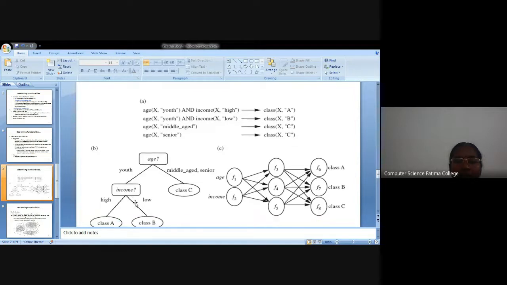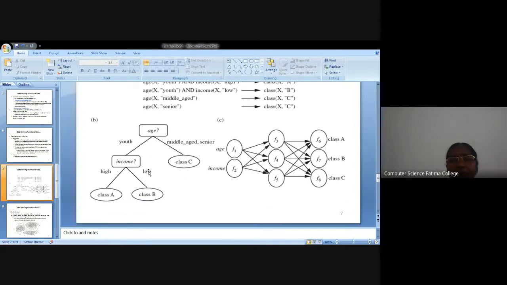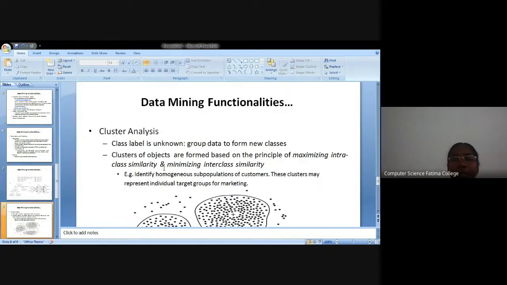If the income is high, then there is a possibility to buy product A, otherwise he belongs to class B. So that is what we are going to determine; this is a classification. We are going to predict the class label of this customer, whether it is class label A, class label B, or class label C. That can be predicted by using classification algorithms, rules, decision trees, or neural networks. Next, we are going to look at the data mining functionality of cluster analysis.